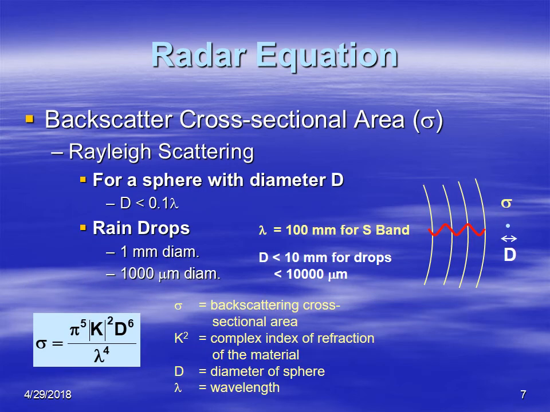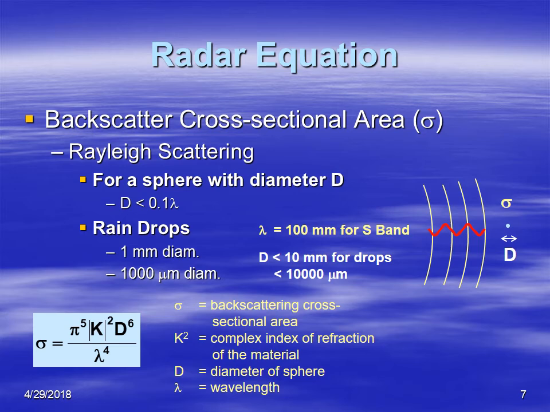Now what we need to do is estimate the scattering that's resulting from all of those droplets in that volume. And we said it's going to be Rayleigh scattering because we're assuming that the droplets are small enough that they scatter in the Rayleigh regime. We said that that was a pretty good estimate. That means that the droplets are smaller than 10 millimeters, and for the most part, that's true. We have raindrops that are smaller than 10 millimeters in diameter. So we're going to use the backscatter cross-sectional area equation for Rayleigh scattering.